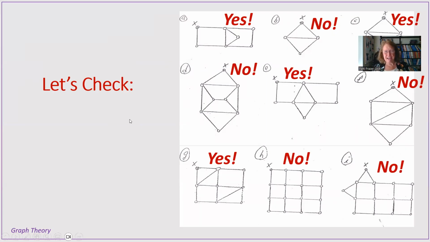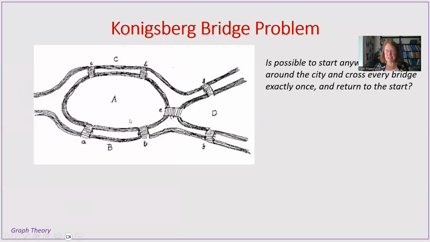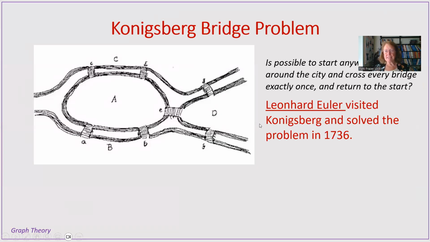So let's go back to the Königsberg Bridge problem, because this is the question that led Leonard Euler to prove his theorem in 1736. So again, the Königsberg Bridge problem asks, is it possible to start anywhere, move around the city and cross every bridge exactly once and return to the start? That's what they were trying to do. And Leonard Euler actually visited Königsberg in person in 1736, and it was trying to answer this question that led him to the big theorem on the previous slide.